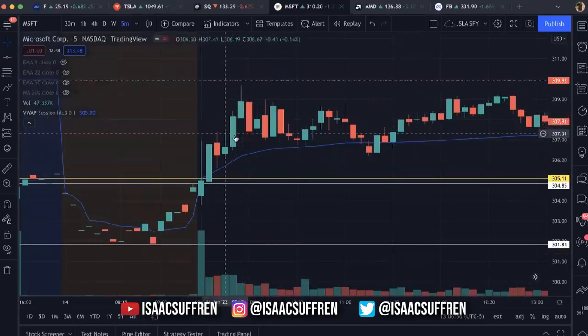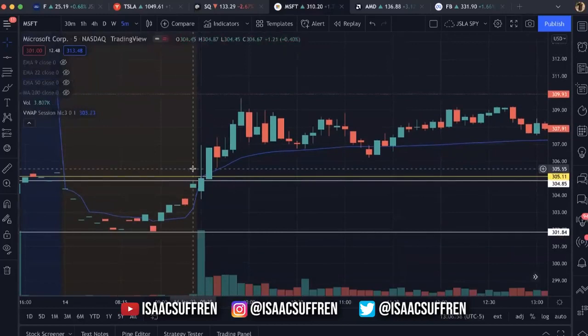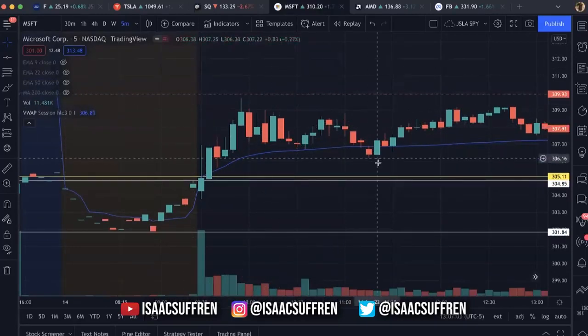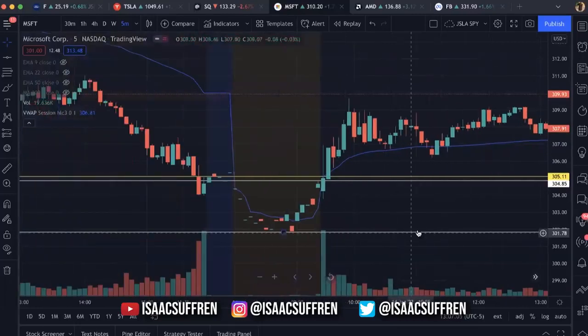Now, for me, I'm still not in any of these plays. I did not get in on this. Nothing right here was a clear bounce off the VWAP or rejection off the VWAP. So for me, I did not take this play.